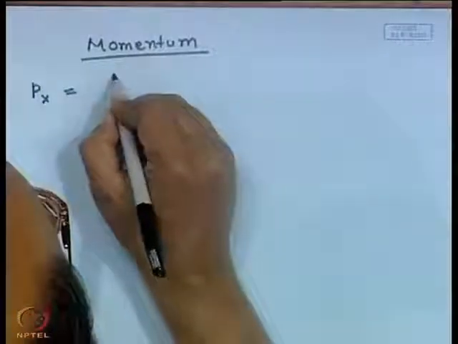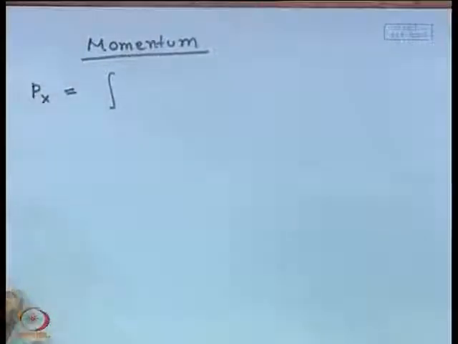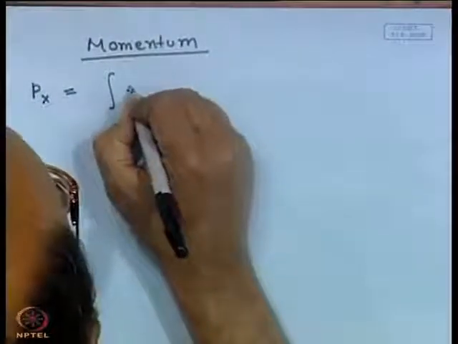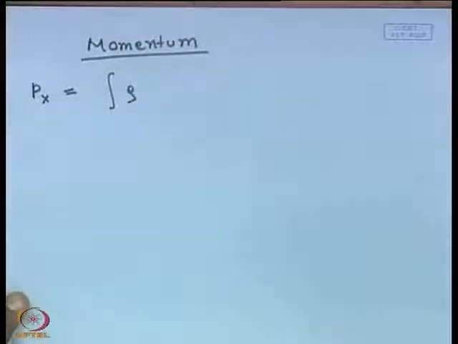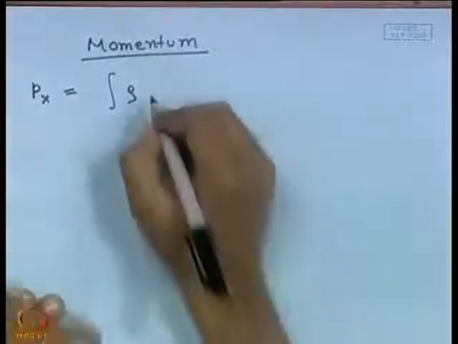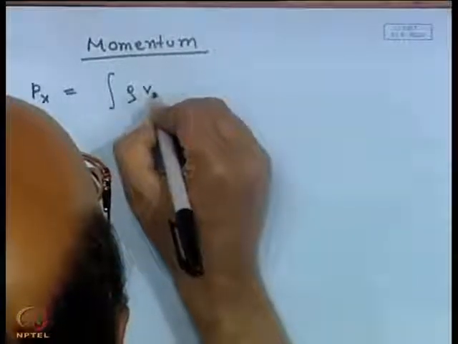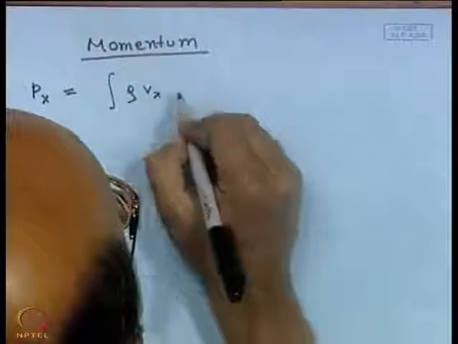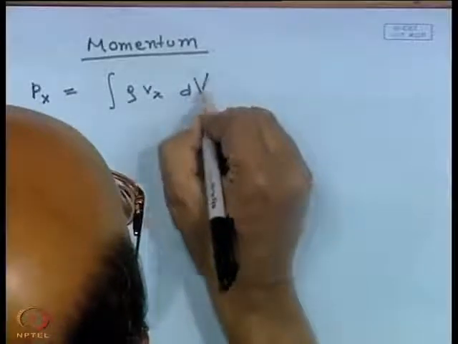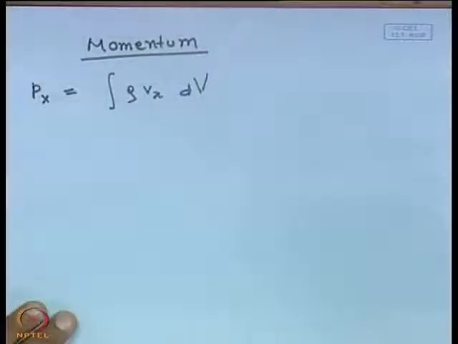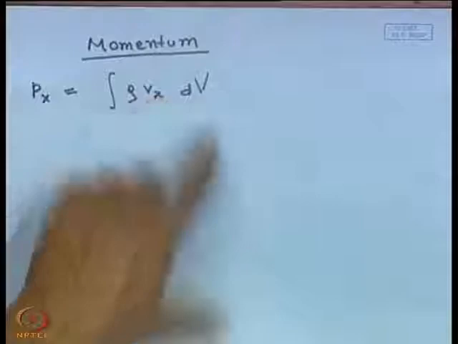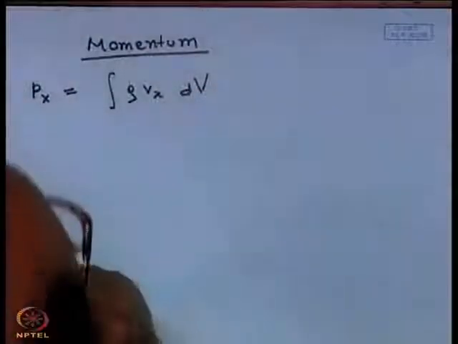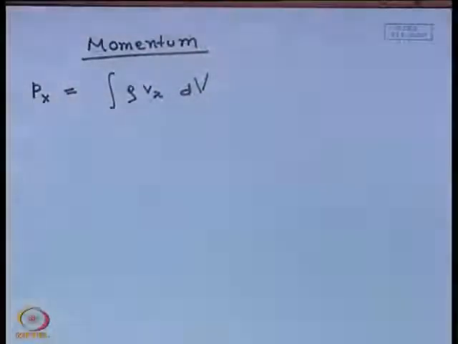and this will be given by the integral of the mass rho, mass per unit volume, into the velocity of that mass in the x direction, which is Vx, integrated over the volume V, total volume. Okay, this is the velocity, this is the volume. Fine. So, that is the momentum in the x direction.